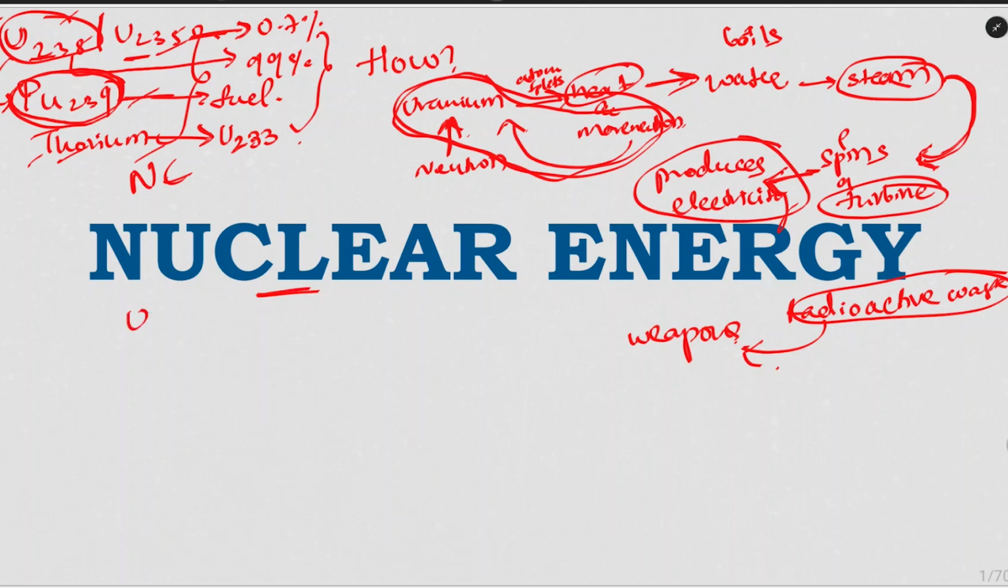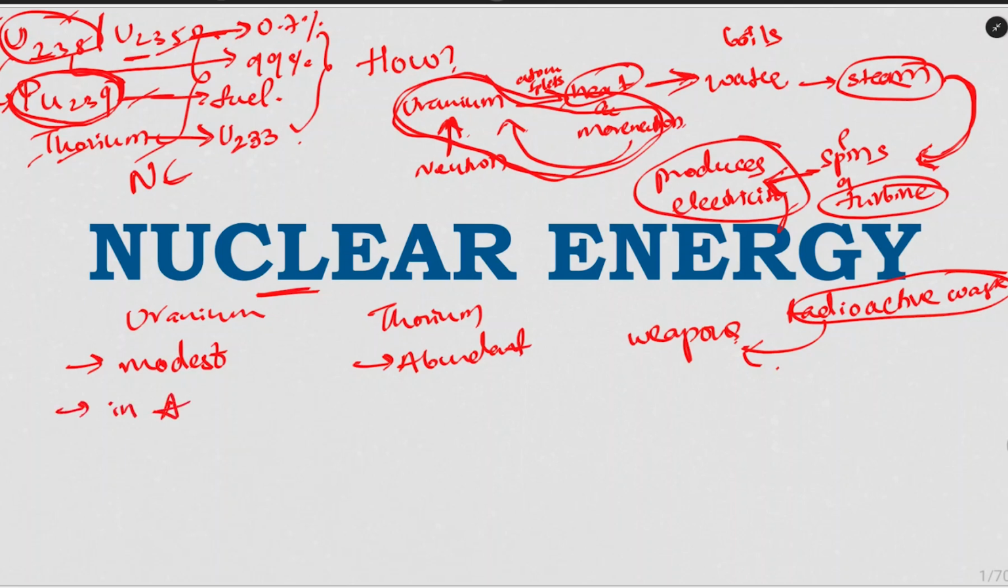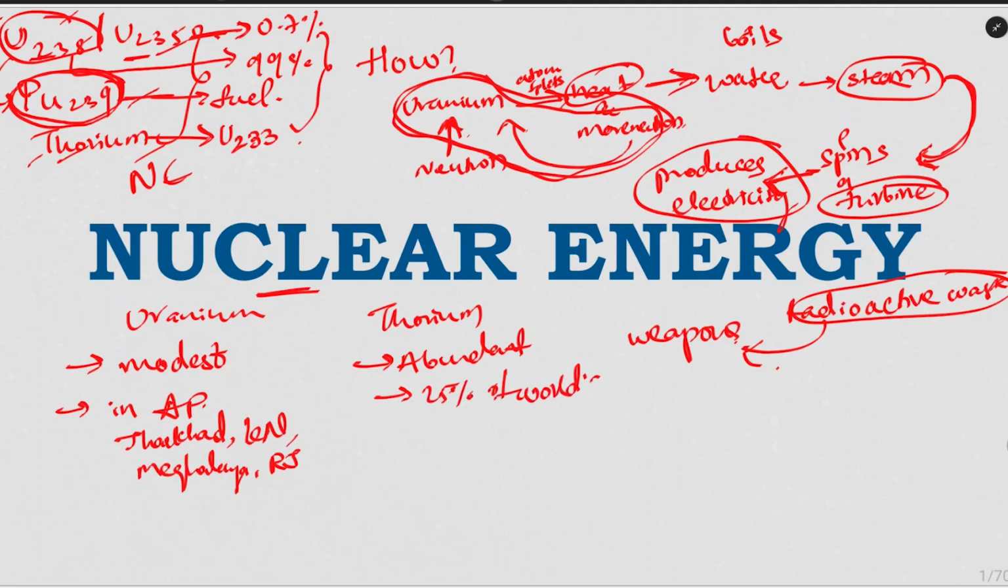If we see the deposits of uranium and thorium, thorium is more abundant than uranium and produces less nuclear waste also, and we have only modest uranium reserves here. And we have one of the world's largest uranium reserves in Andhra Pradesh. Other uranium reserves we have in Jharkhand, Karnataka, Meghalaya, and also in Rajasthan. But here thorium, we have 25% of world's thorium reserves in India. Major thorium deposits we have in Kerala, Tamil Nadu, Andhra Pradesh, Odisha, and West Bengal.